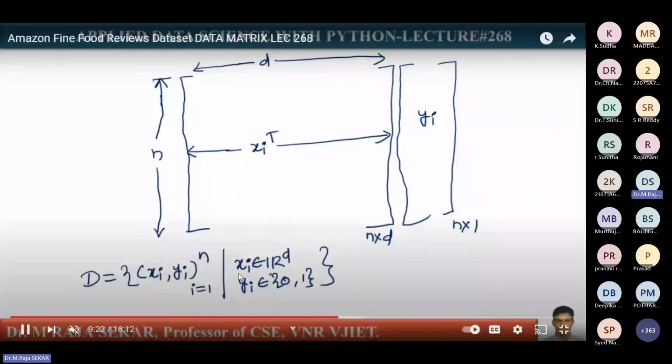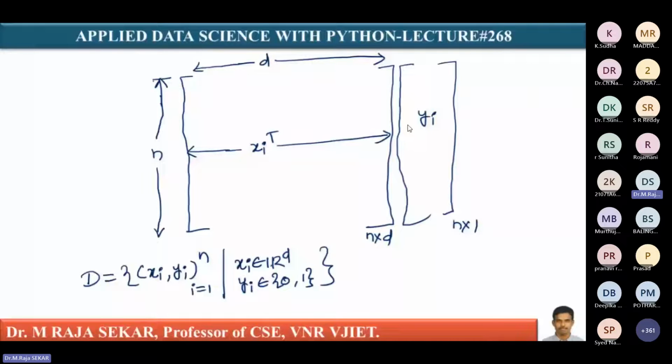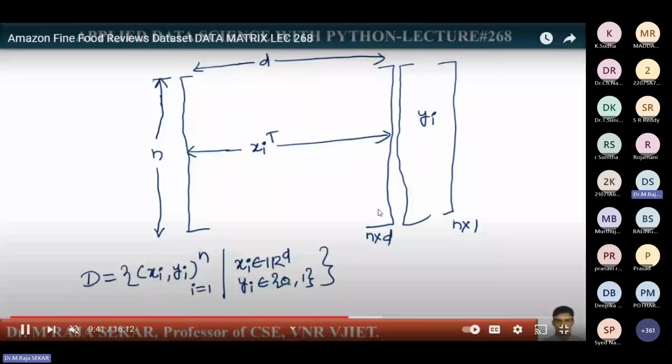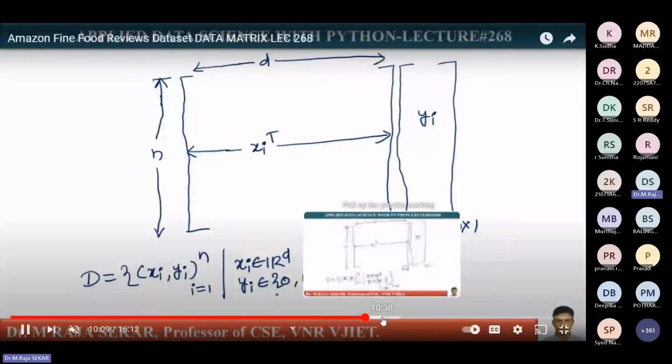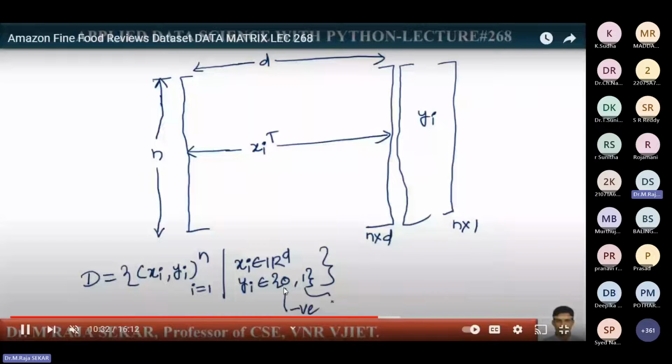What does it mean? xi is a d-dimensional vector. Why? Because here you have d columns. What is my yi? I have only two possible reviews I am considering, one positive and another negative. Therefore, yi belongs to {0, 1}. 0 may be positive and 1 negative, or 0 negative and 1 positive. Depending on your convenience, you can assign whichever number you want. Here we are assuming 0 is positive and 1 is negative.